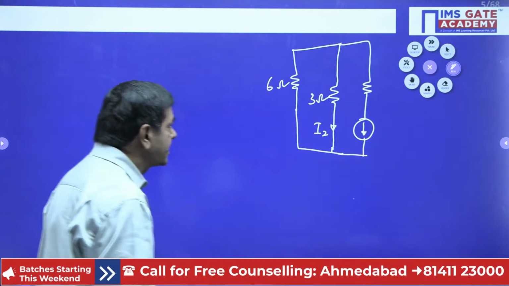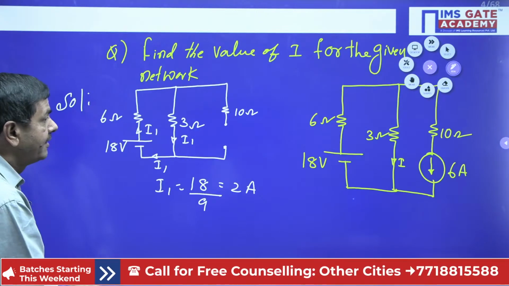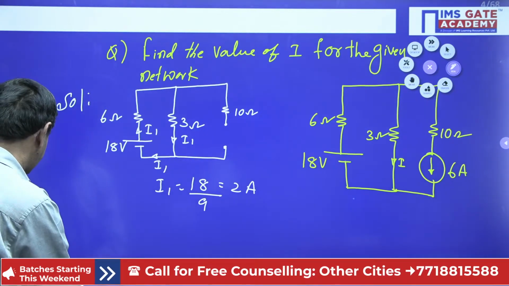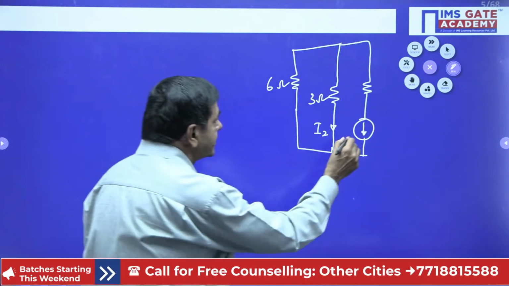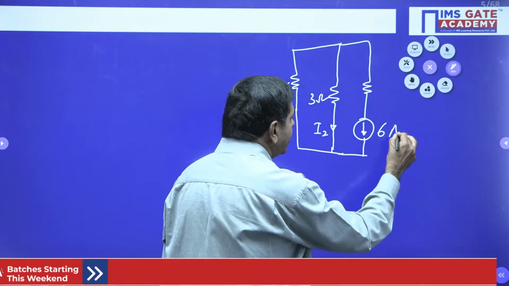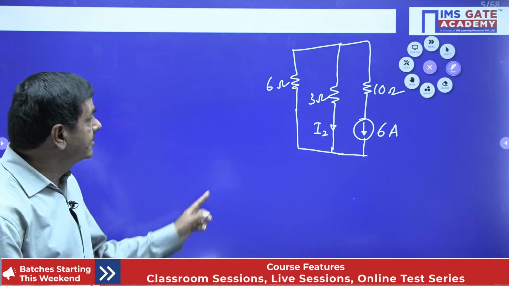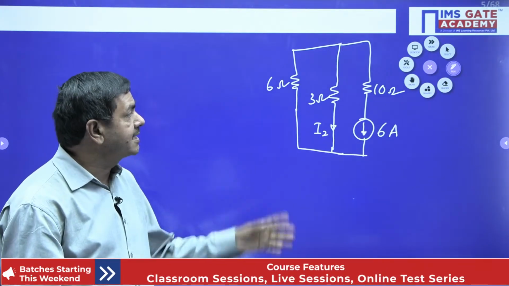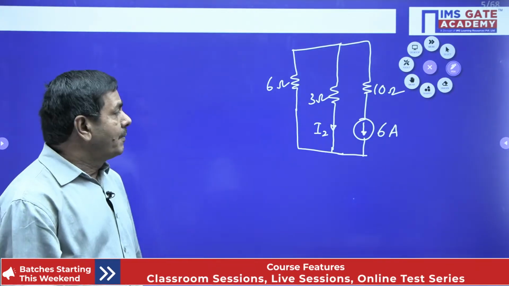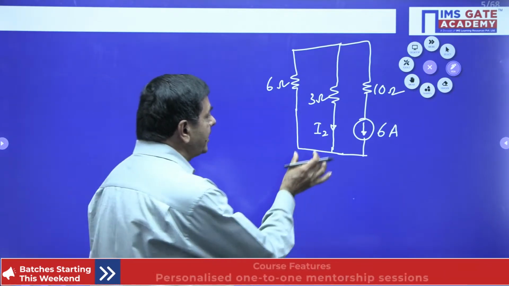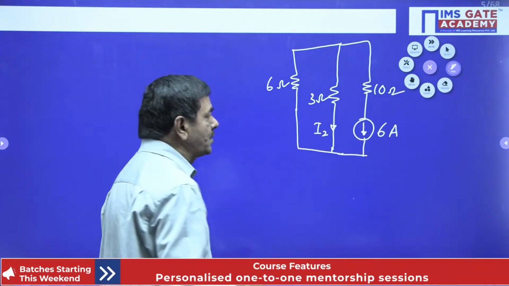What current source is given in the problem? You check it now. The current source is 6 amperes, and the resistance is given as 10 ohms only. Is it right? 6 shorted, 3 ohm, 10 and 6. Exactly correct. But in this case, we need to calculate I2 by selecting this current source.